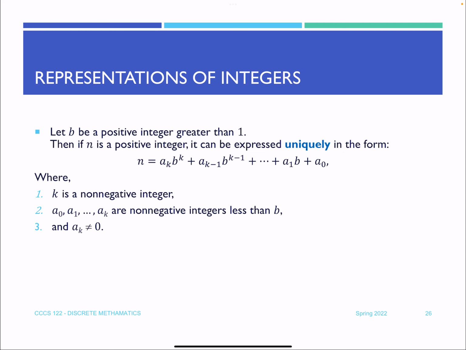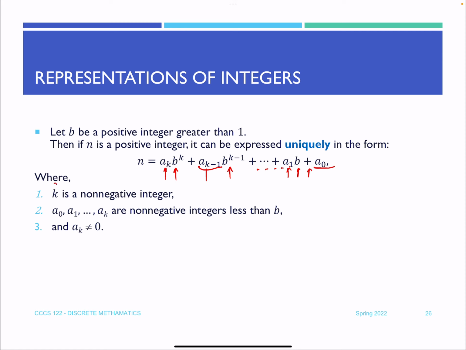And let's move on to representations of integers. So, let b be a positive integer greater than 1. And then if n is a positive integer, it can be expressed uniquely in the form a_k times b to the power k, plus a multiple of b to the power k minus 1, all the way down to some multiple of b plus some remainder a0.